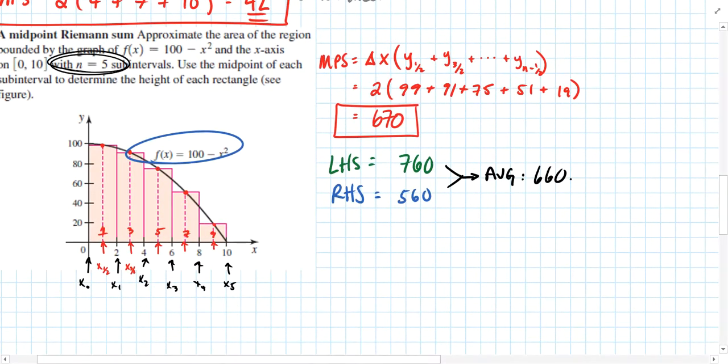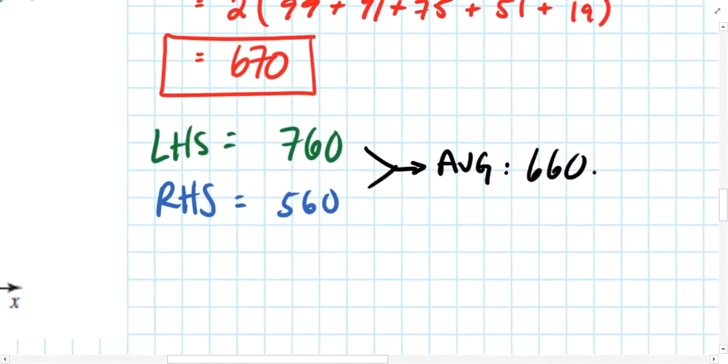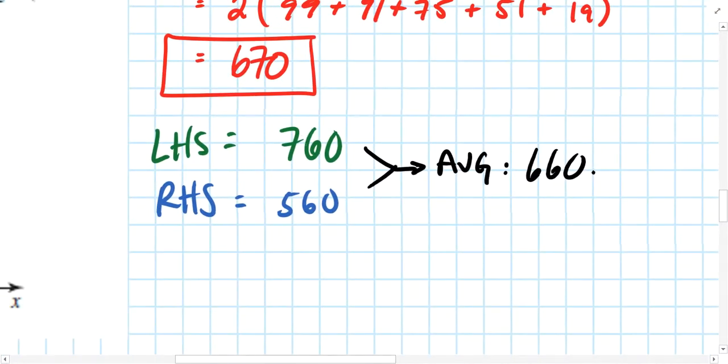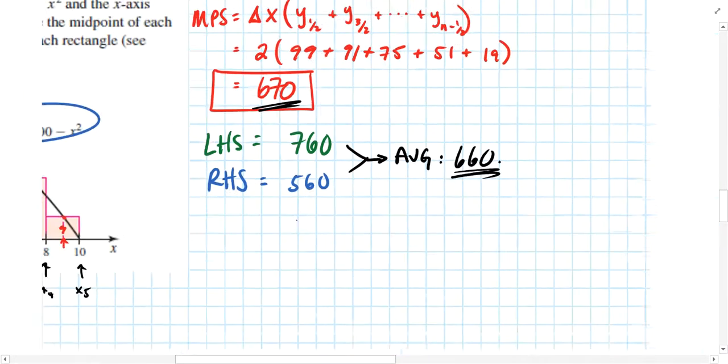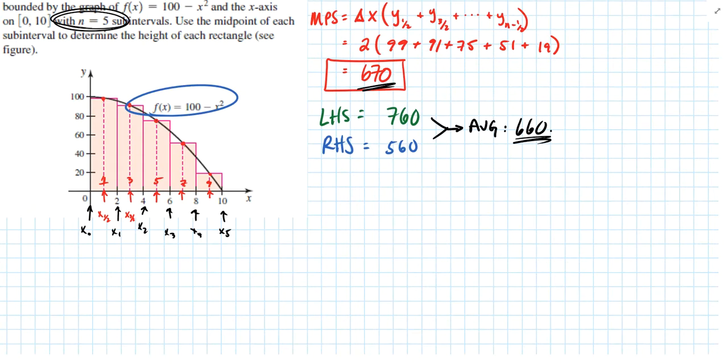And by way of comparison, the left-hand sum using 5 subintervals was 760, the right-hand sum was 560, and that produced an average of 660. So again, a slight difference here, which I think supports my notion that the midpoint sum is definitely not just the average of the left and the right-hand sums, but it is pretty close. The results are pretty close here.